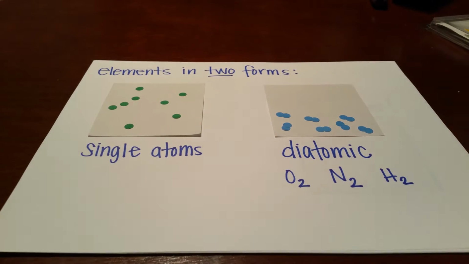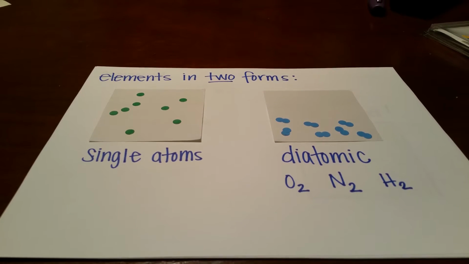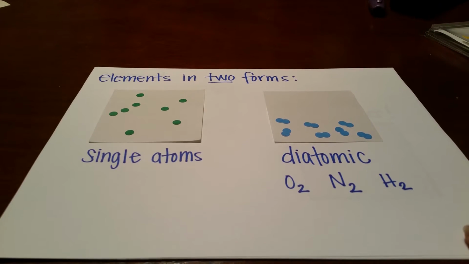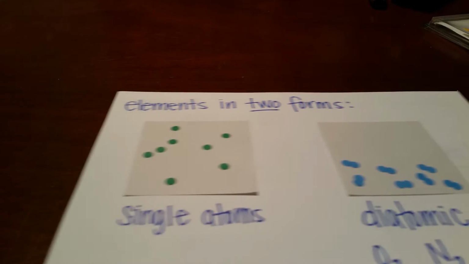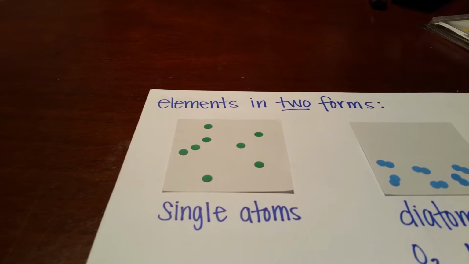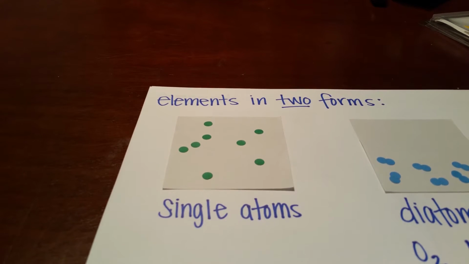Elements generally can be found in two forms. Now, we all recognize these are the simplest form of matter, and that typically when we look at these samples submicroscopically, they are all the same element. So we have this one here that's just single atoms. That's in the gas form. It could be gas, it could be liquid, it could be solid.